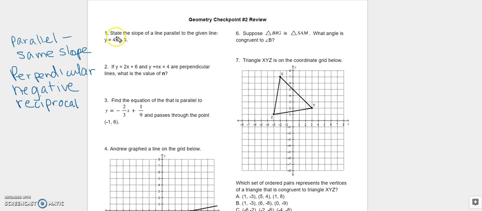So we want to state the slope of the line parallel to the given line. The slope is the number in front of x. So that's going to be 4. So a line parallel to it is going to have the same slope. So the slope is also going to be 4.